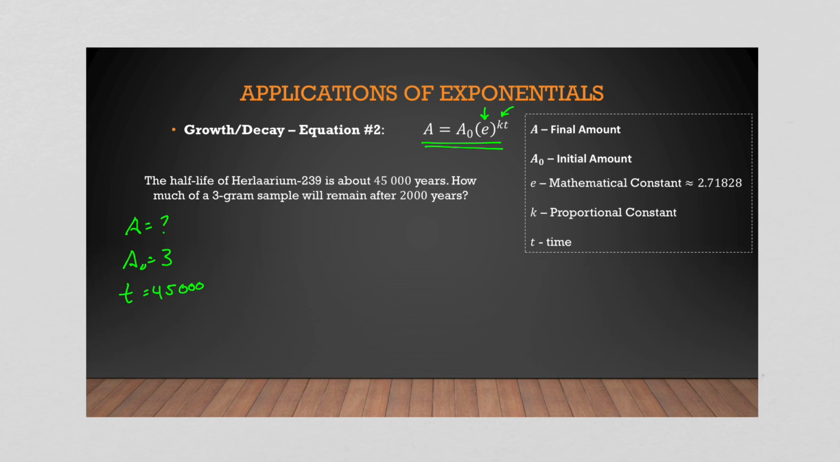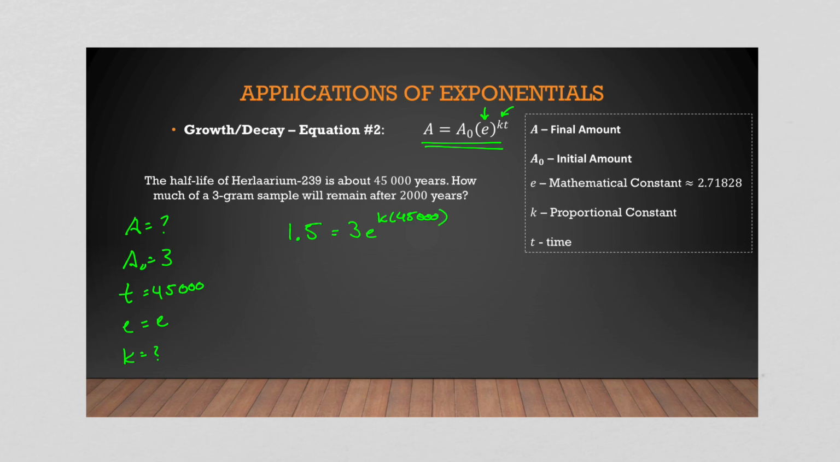And then what else have we got? e is a constant. It's on your calculator. And then k, we don't know. So we have two unknowns here, and we can't actually solve for A until we solve for k. How does that work? Since it's a half-life, my final amount will be 1.5, because that's how long the half-life, the proportional constant k, will give me. So I get 1.5 equals 3 times e to the k times 45,000.